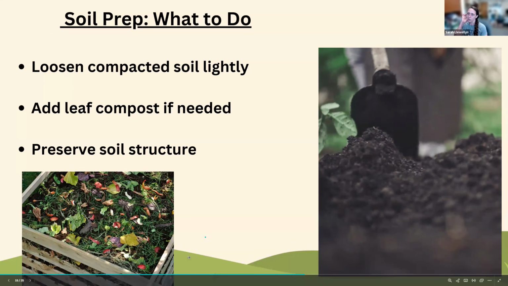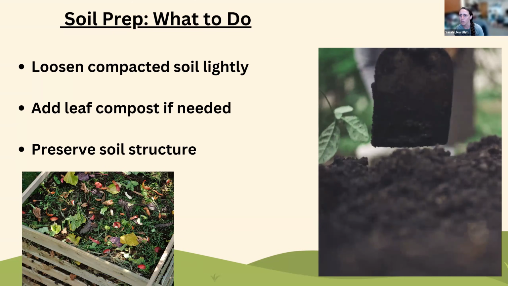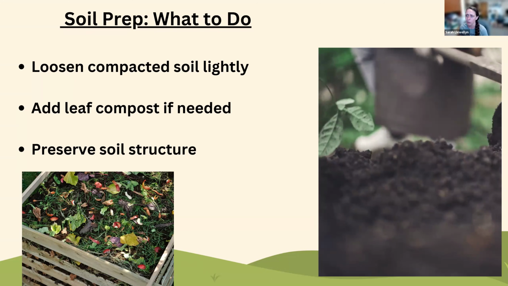Soil prep, what to do? There's not a lot to do with soil prep. You want to loosen up your compacted soil lightly. A broad fork works great. A digging fork would be a wonderful thing to do. If you feel like getting down on your hands and knees, you could absolutely loosen it up that way. Adding some leaf compost, if you like, is kind of a conditioner for the soil. It's going to make it a little bit more loamy.